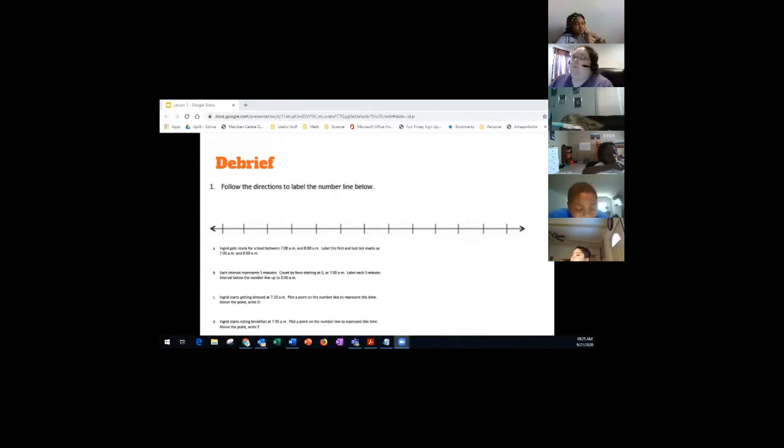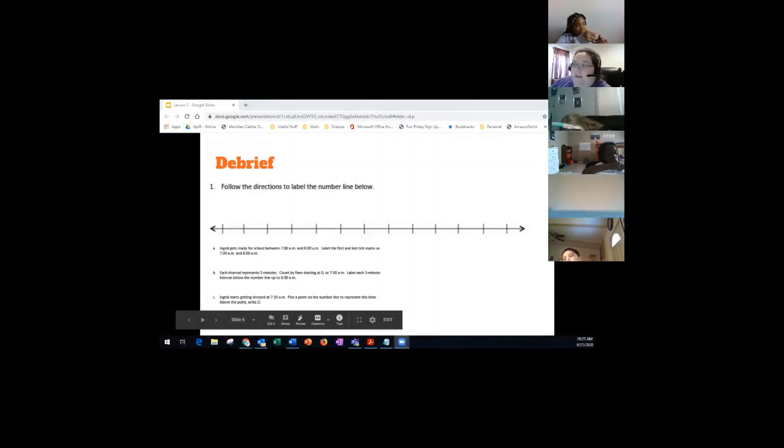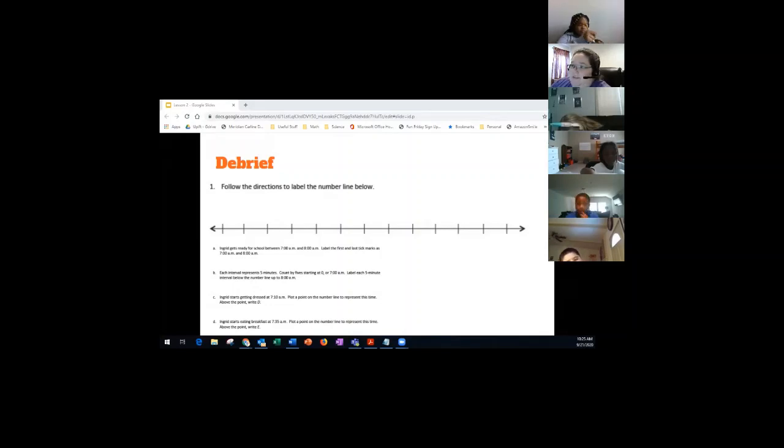Okay, so number 1 says follow directions. Follow the directions to label the number line below. Letter A says Ingrid gets ready for school between 7 a.m. and 8 a.m. Label the first and last tick mark as 7 a.m. and 8 a.m. All of these things right here, guys, are tick marks. All these marks you make are called tick marks, okay?